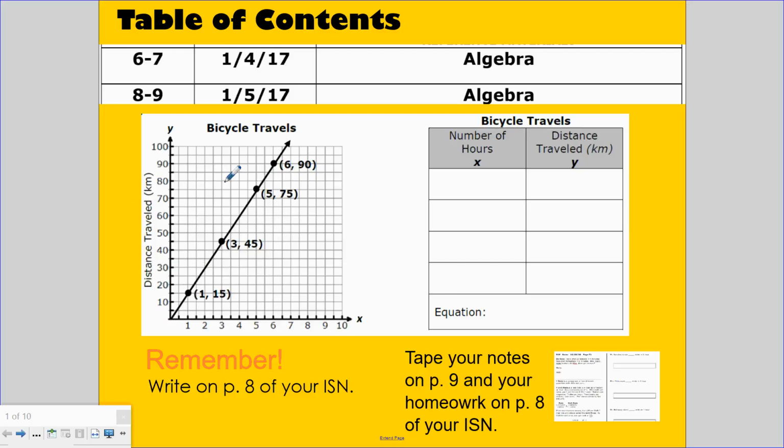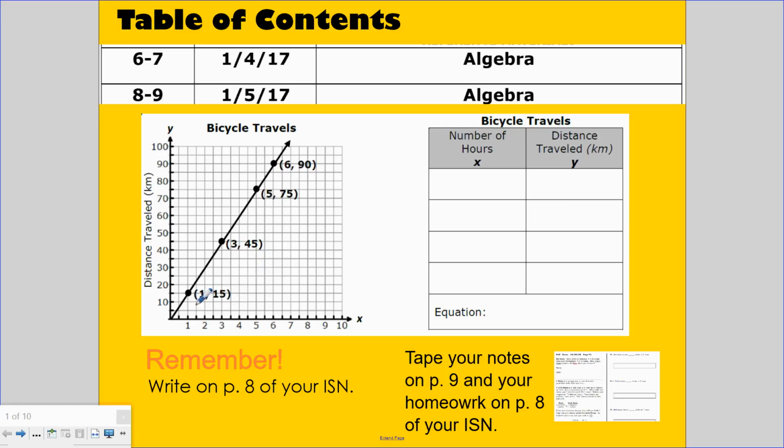So this lesson is over algebra. This is multiple representations, part 2. This is a graph. This graph is about bicycle travels. It's about the number of hours traveled, and distance traveled in kilometers. So we have a graph. I would like to transfer the information from this graph onto this table.